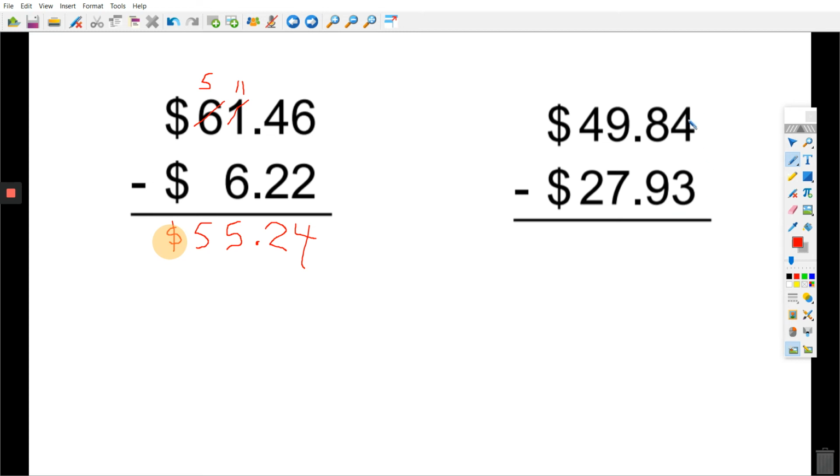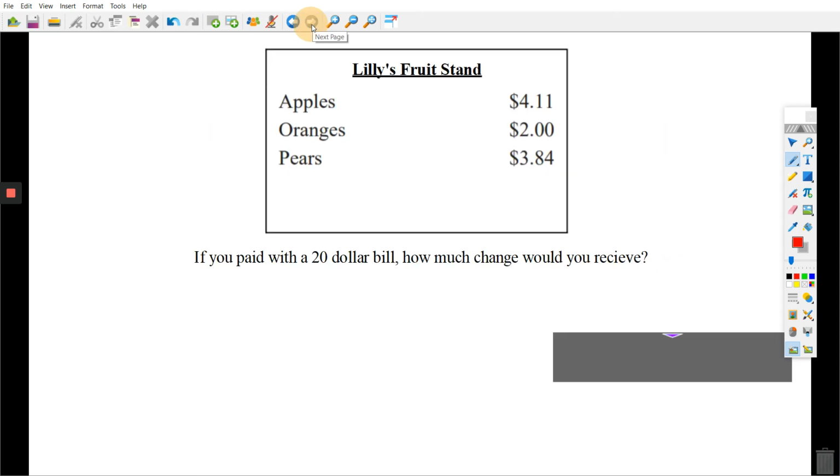Again, always start from the right. 4 minus 3 equals 1. 8 is less than 9, so we need to regroup. The 9 becomes an 8, and this 8 becomes 18. 18 minus 9 equals 9. Bring down the decimal point. 8 minus 7 equals 1. And 4 minus 2 equals 2. So the difference is $21.91.